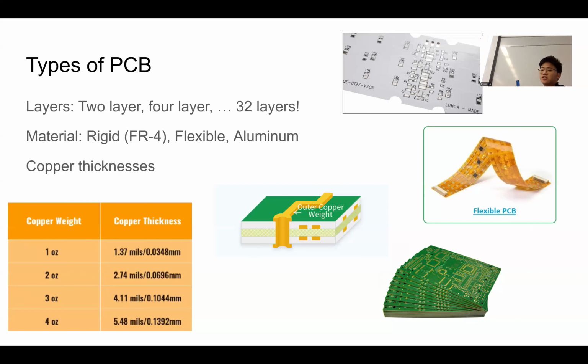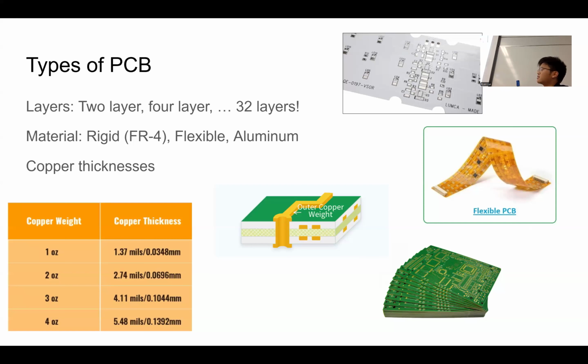You'll see things like driver boards or even your GPU will be a multi-layer PCB with multiple different paths for traces, that kind of thing. Multiple ground layers, multiple power layers. And finally, there are different copper thicknesses for each layer of copper. You can have 1 ounce, 2 ounce, 3 ounce, 4 ounce, etc.